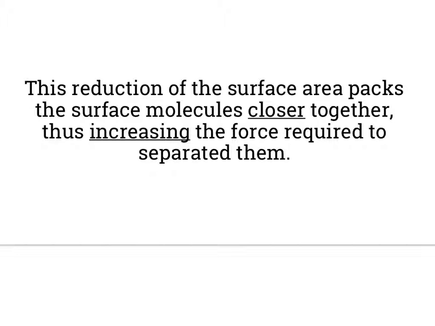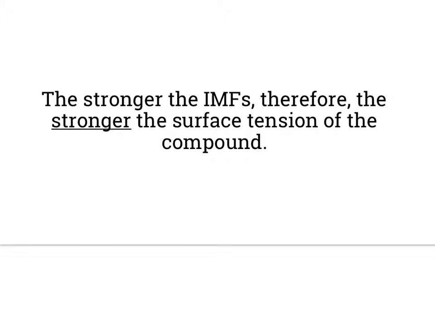The reduction of the surface area ends up packing those molecules a lot closer together, which increases the force that's required to separate them. Surface tension is when you can float a paperclip, or you can put things on water and they'll actually float instead of just falling through water. You've got this tension buildup that can hold them there. And therefore, the stronger the intermolecular forces, the stronger the surface tension of the compound. So, for example, if you've got something with hydrogen bonding, like water, it'll have a lot higher surface tension than something with just dispersion forces keeping it together.